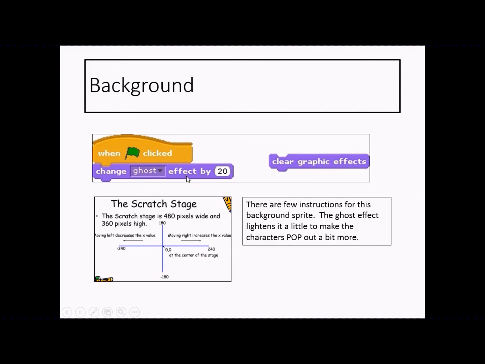The background was competing a lot, and I could have either brightened the main characters, but what I did is I used a little bit of a ghost effect to drop the background back a little bit. And remember, everything is in pixels, and it's 480 wide by 360 tall, and positive and negative, so it's number lines crossed at a right angle.